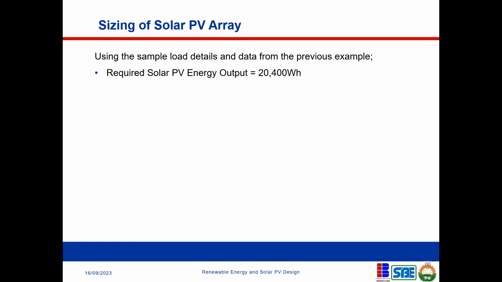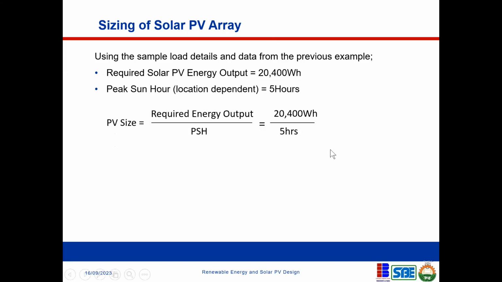And for us to calculate that, all we need to do is to divide this required output from the PV by the peak sun hours. Okay, so let us assume that the peak sun hour is 5. Peak sun hour is location dependent, but let us assume that the peak sun hour is 5.